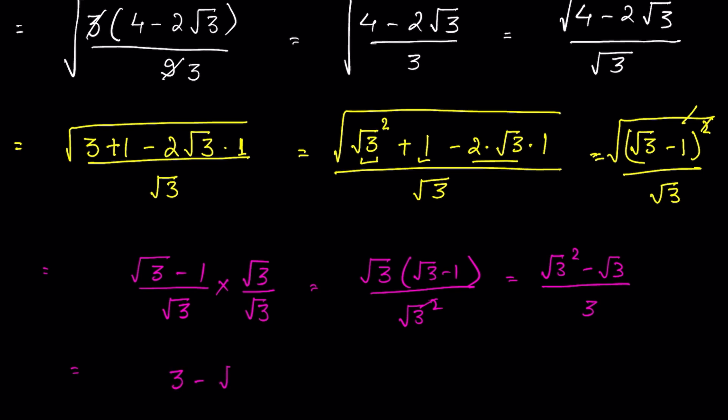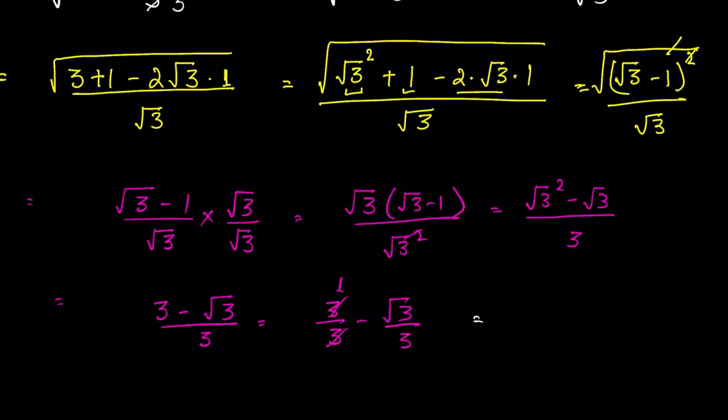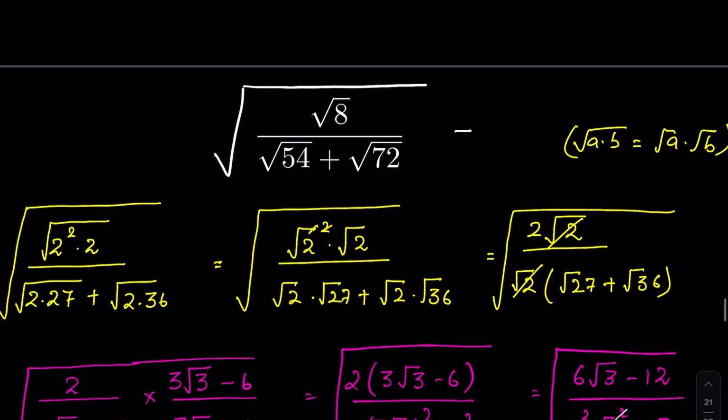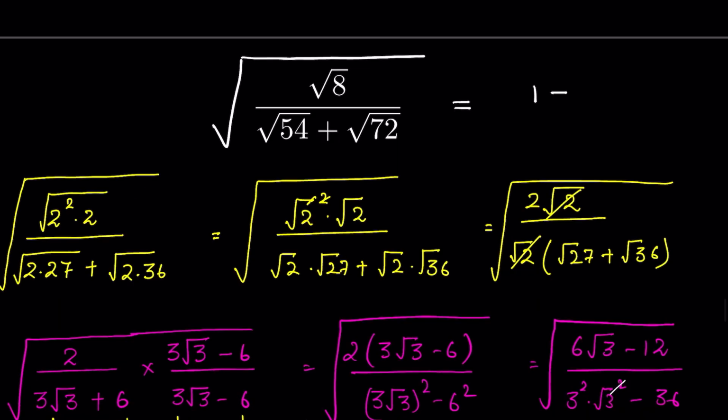3 minus square root of 3 upon 3, or we can write it as 3 upon 3 minus square root of 3 upon 3. 3 and 3 here cancel, it is 1, so this is equal to 1 minus square root of 3 upon 3. This is our answer. So this is equal to 1 minus square root of 3 upon 3.